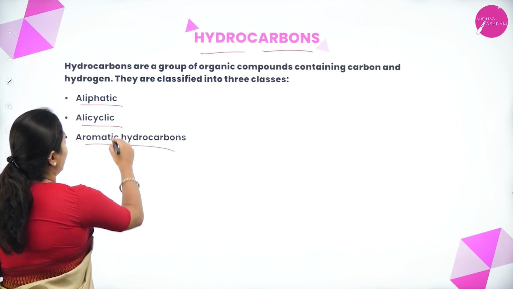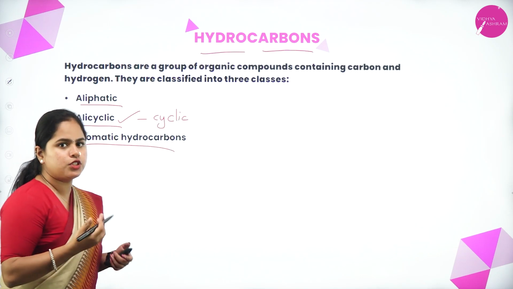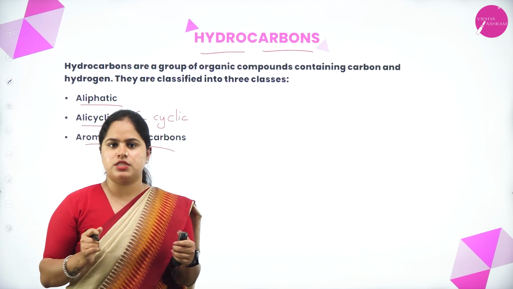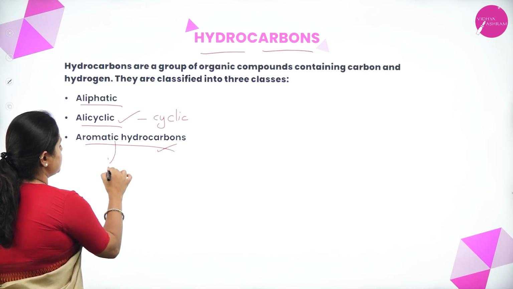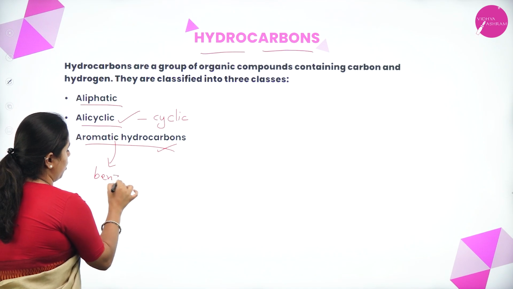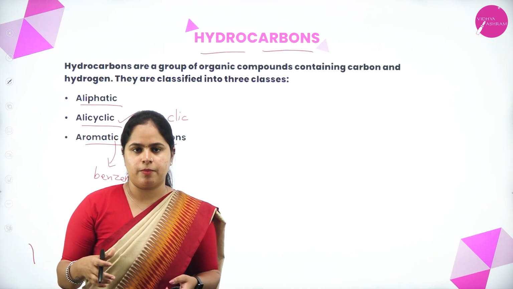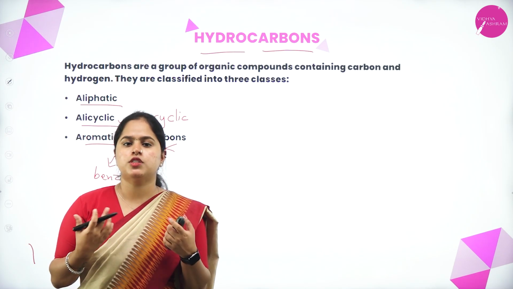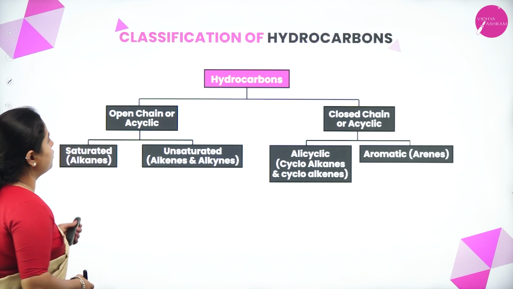The next one is alicyclic, or else you can also call it cyclic hydrocarbons, which means that they have cyclic structures. And the third one is aromatic hydrocarbons. Aromatic stands for benzene containing compounds. Why are they called aromatic? Because they have a particular smell. So aromatic compounds are the ones which contain benzene. Let's move on to the classification of hydrocarbons.